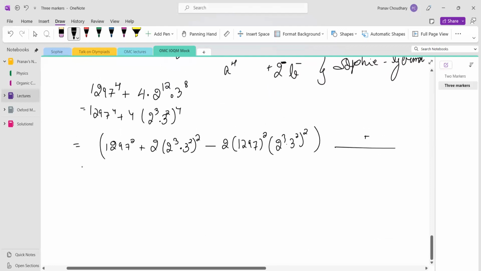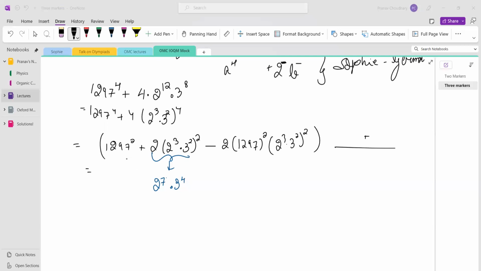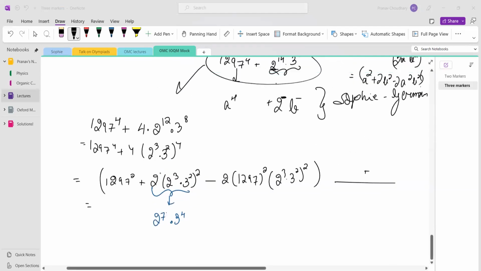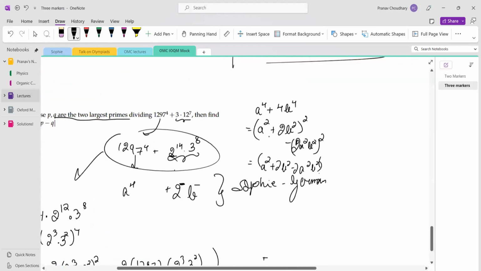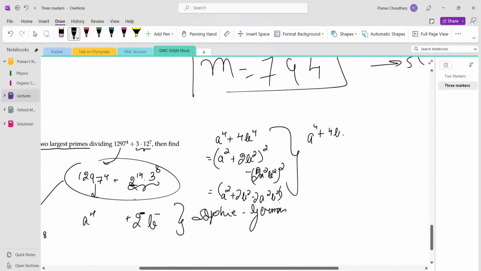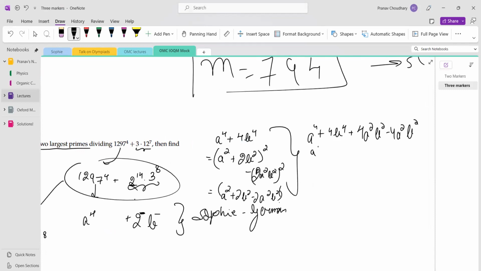Let's see. You can write this as 2 to the power 7 times 3 to the power 4. And I think I messed it up slightly. Yeah, it shouldn't be this here. This should be more factorizable. I should write it down clearly. So the thing is a to the power 4 plus 4b to the power 4 plus 4a square b square minus 4a square b square. So this is (a square plus 2b squared) whole squared minus (2ab) whole squared. There shouldn't be a square here. I messed up that part.